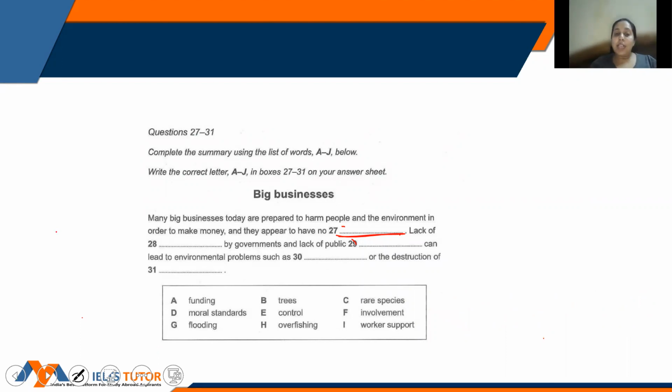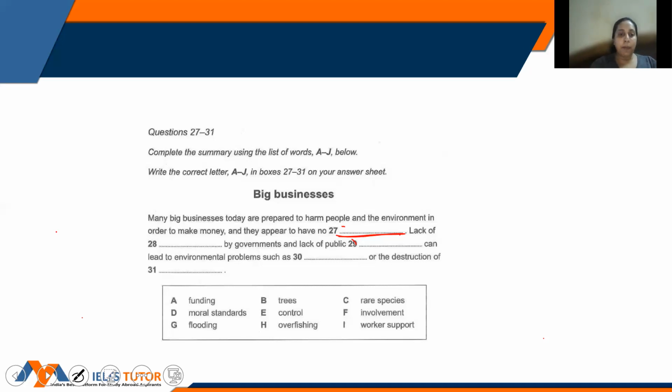Now, here the answers are quite predictable. You already have options in front of you. You can pick some out of them which could fit in this blank or gap, and then you can read the information and see which option is correct out of these.